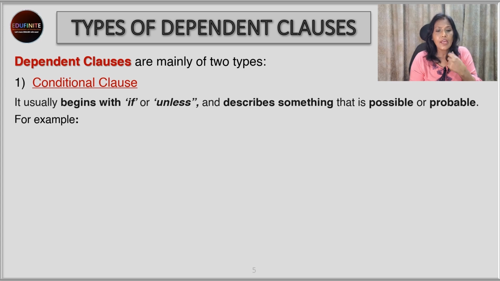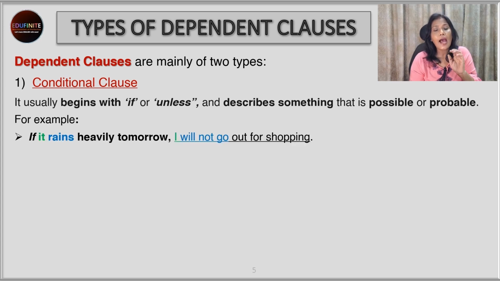For example, if it rains heavily tomorrow, I will not go out for shopping. So that's again the condition. Like tomorrow, if it rains, then what will happen? I will not go out for shopping. So I will only go out for shopping if there is no rain.